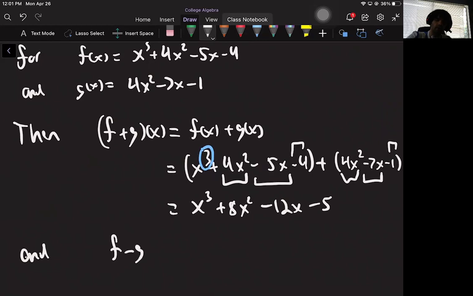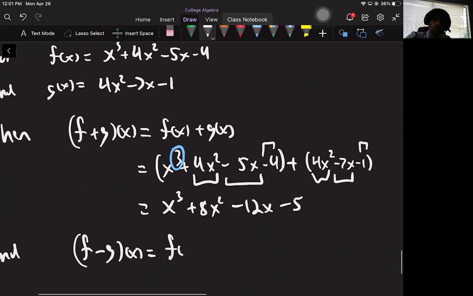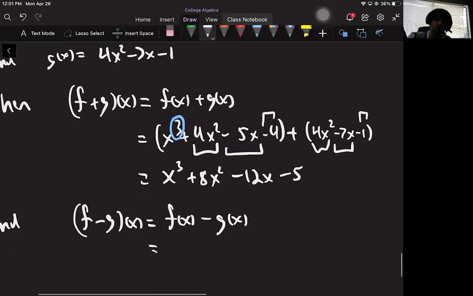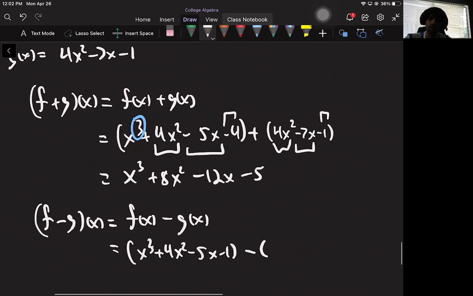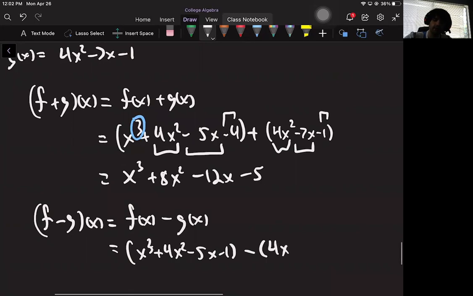And then f minus g of x is going to be just doing very similar things, subtracting this time. So when you subtract, parentheses do matter. They are very important on subtraction because if you don't have the parentheses, then your negative will only be attached to the first term, which creates a completely different problem.